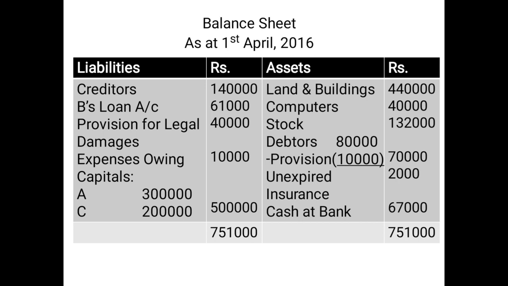And on the liability side, we have shown creditors 1,40,000. B's loan account 61,000, which is to be paid later on after 6 months. Provision for legal damages 40,000. Expenses owing 10,000. And the adjusted capital of the remaining partners A 3 lakh and C 2 lakh, which is coming to 5 lakh. So ultimately the total of the balance sheet will be 7,51,000 on each side.